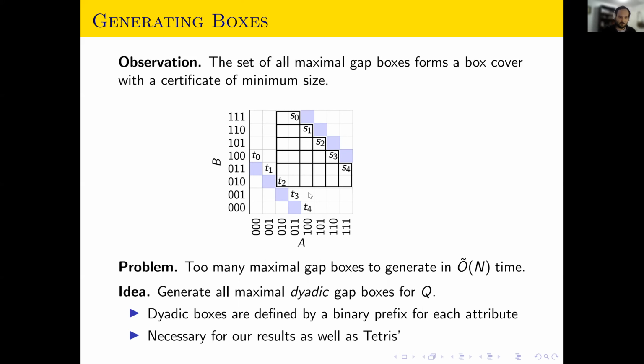So to get around this problem, one idea is to generate only all maximal dyadic gap boxes for Q. Dyadic boxes are a restricted type of box, which are defined by a single binary prefix for each attribute. The use of dyadic boxes is necessary for our results as well as Tetris's results. I won't go into the technical details as to why that is, but it is the case.